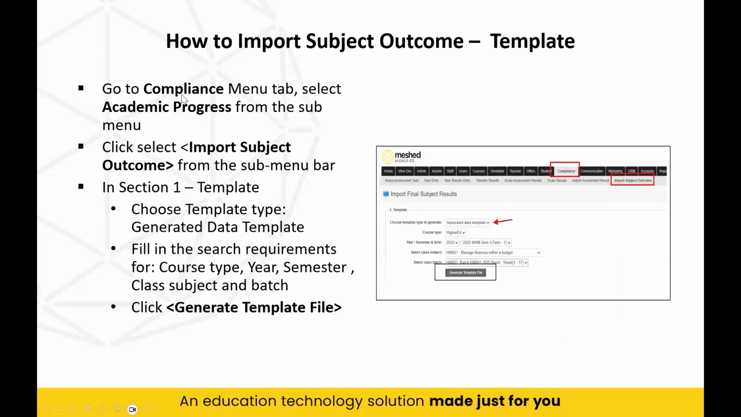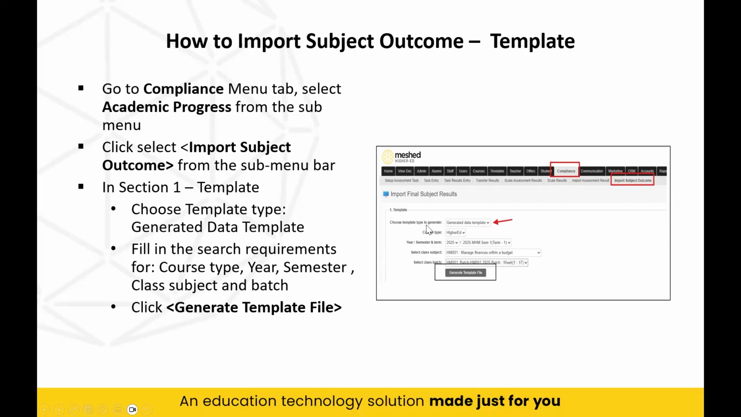So first we'll go to our compliance tab over here. And then under the compliance tab, we have to select academic progress, which is the second option from the top. Once you select that, you will see this submenu. Go all the way to the right, my right, correct. Import subject outcome, and select this.